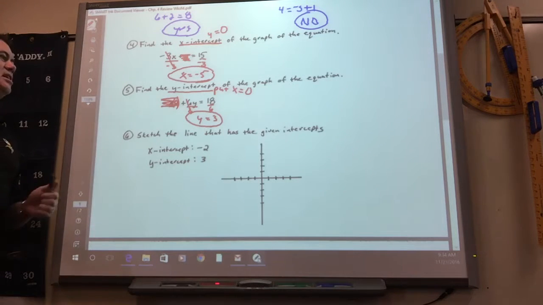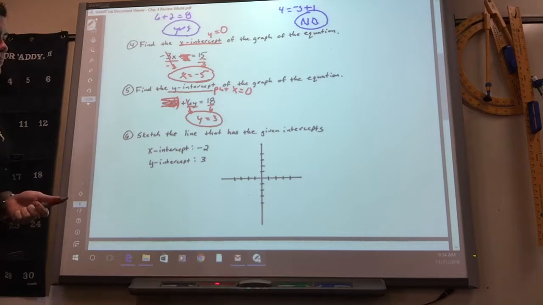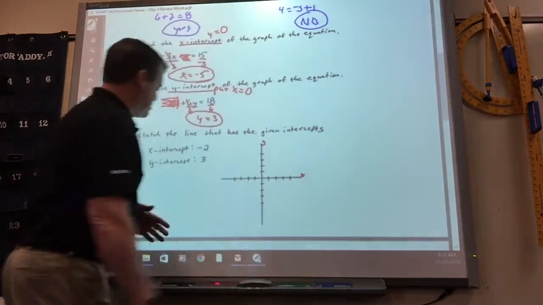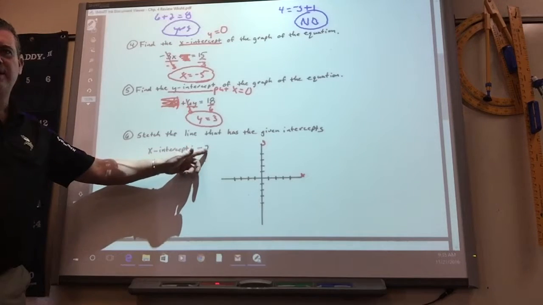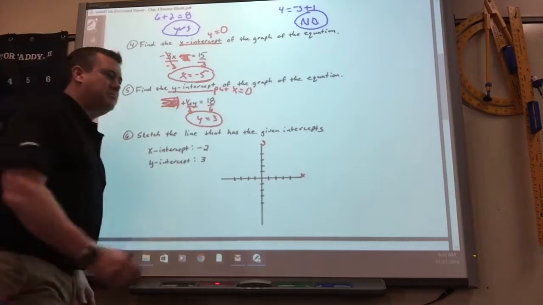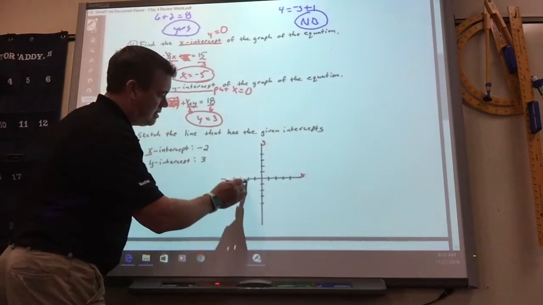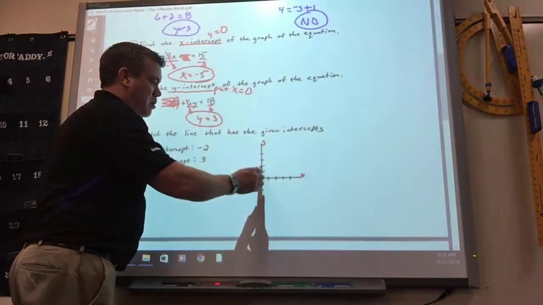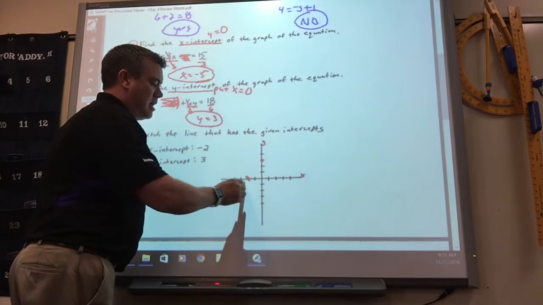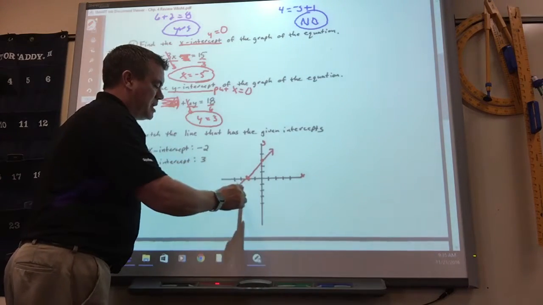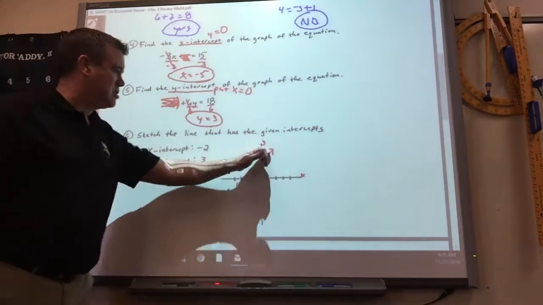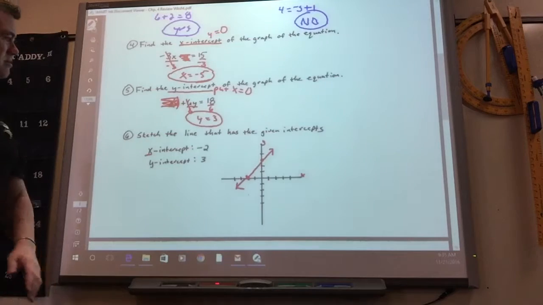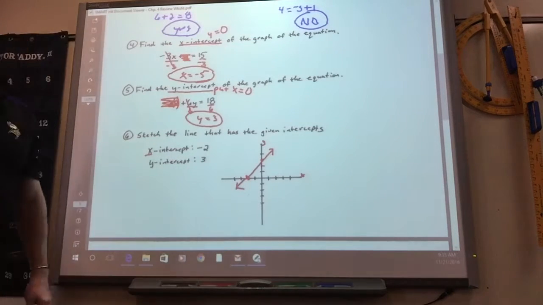Number 6, sketch the line that has the given intercepts. And it's not labeled, but remember, this is the x-axis, that's the y-axis. So do you understand what it means, the x-intercept is -2? That intercepts the x-axis at -2. The y-intercept is at 3, intercepts the y-axis at 3. And then when you draw your lines, remember to put the arrows on them, because the line doesn't just stop, it keeps going forever in this direction and down forever this way. This is how easy the test is.